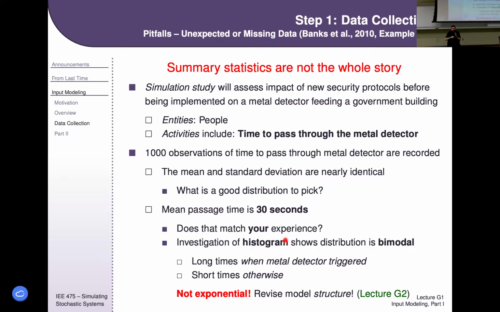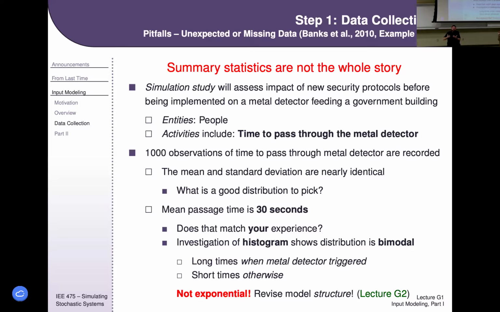Let's do the histogram. So always do the histogram. You can see it's not exponential. And this is one of those cases where it suggests we need two input models. We're probably going to need an input model for the population that goes through the metal detector fast, and a model for the population that goes through slow. And then we have to figure out why they're going through slow.